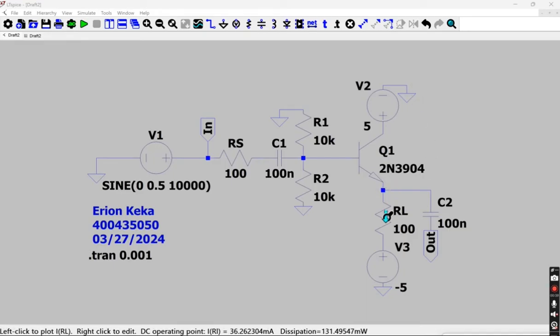Now at the emitter, we have an R load resistor of 100 ohms, which is then connected to a negative 5-volt source, which is then connected to ground. We also have the emitter connected to a capacitor C2 of 100 nanofarads. In AC analysis, once again, we will be left with simply the emitter connected to the R load resistor, then connected to ground, which mimics the common collector topology.